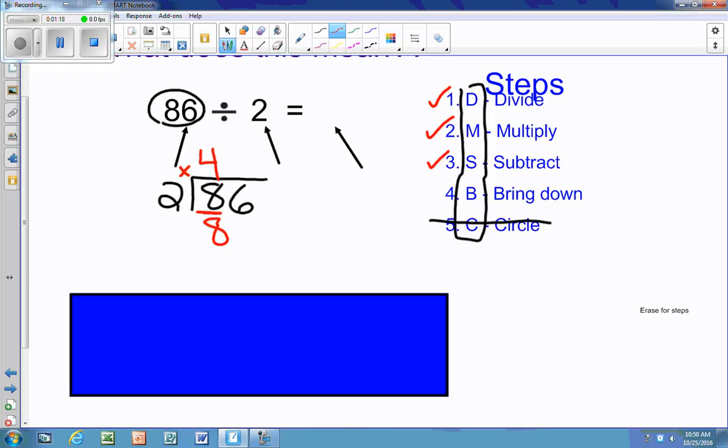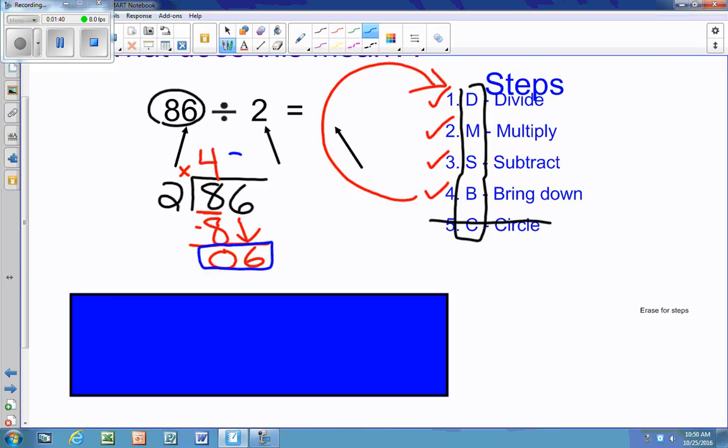Next, it tells me to subtract. So I'm going to subtract. And then bring down means to bring down just one number at a time. There's the 6. Once I bring down a number, I have to go all the way back to the beginning, and I start dividing again. This time when I divide, I'm going to ask myself, how many times does 2 go into my new number down at the bottom here? 6. It can go in 3 times.